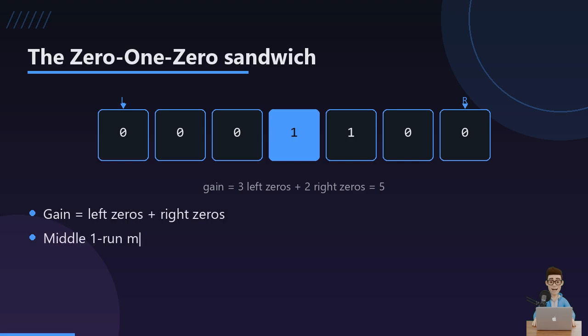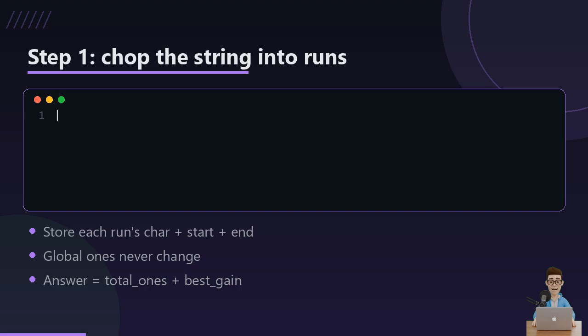Here's the heart of it. Every good move is a run of ones with zeros on both sides. When you delete those ones and fill in, you gain the zeros on the left plus the zeros on the right as brand new ones. So the whole puzzle boils down to one friendly question. Out of all the sandwiches in our slice, which one has the most bread, meaning the most zeros around it? Let's give this shape a name so it's easy to remember. The 0, 1, 0.